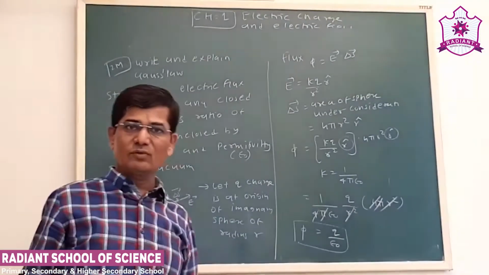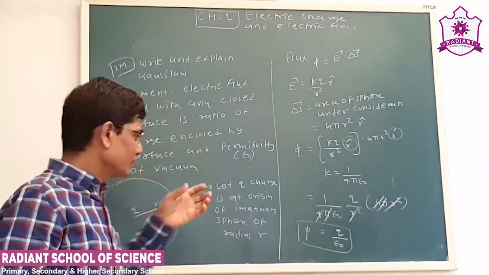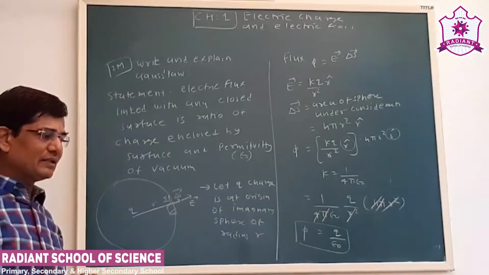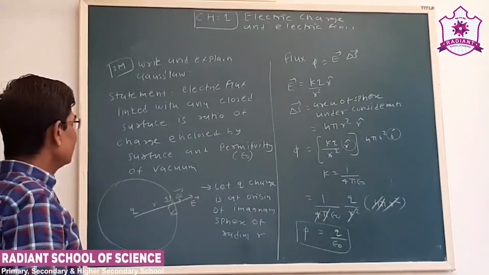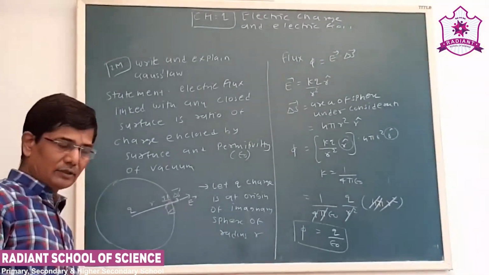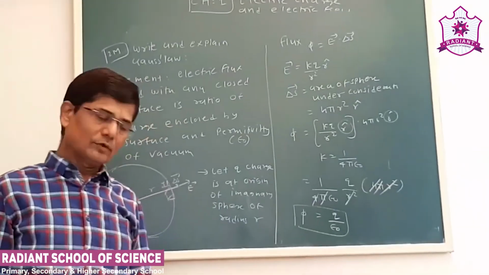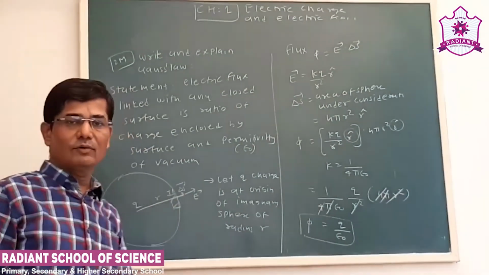So this is a generalized formula. Right now we have proved for the sphere, but this is a generalized formula for any surface under consideration. We can derive the formula for the electric flux. Okay, so this is about the Gaussian formula.